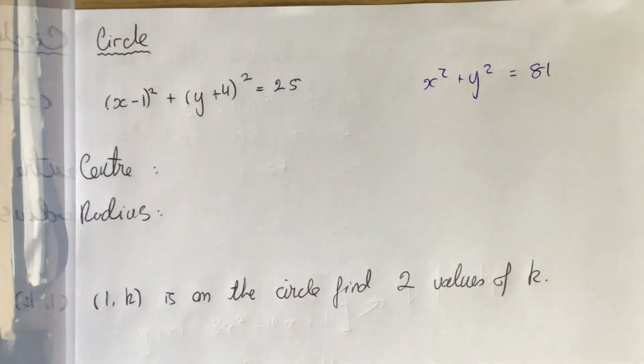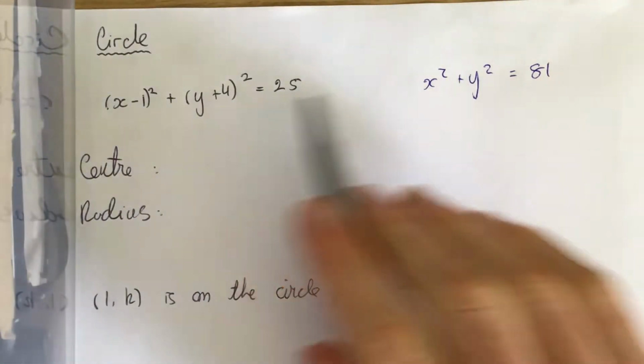So what we're going to look at now is the circle. There are two equations that you need to know at ordinary level for the circle. We're going to write them both down. These are two questions that we'll get as a sample.